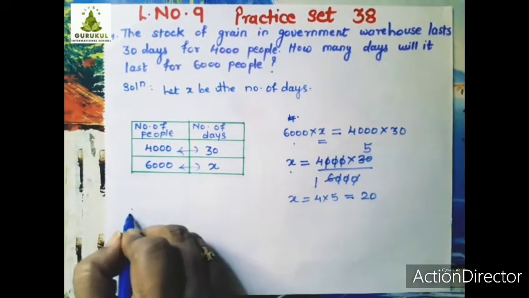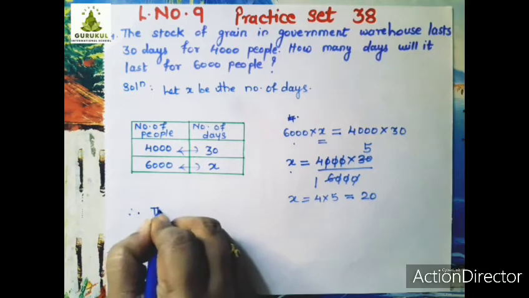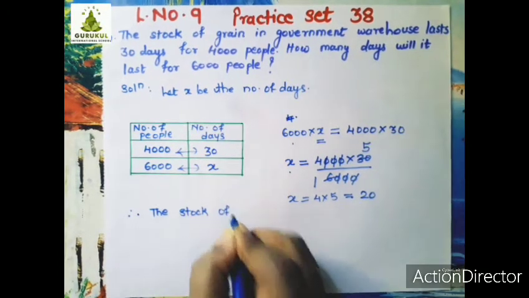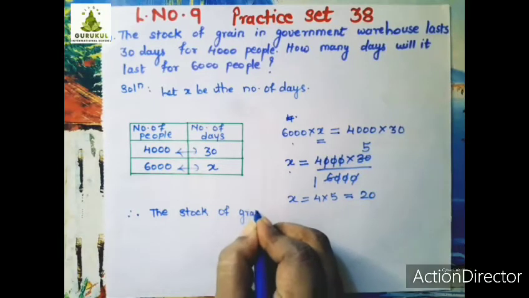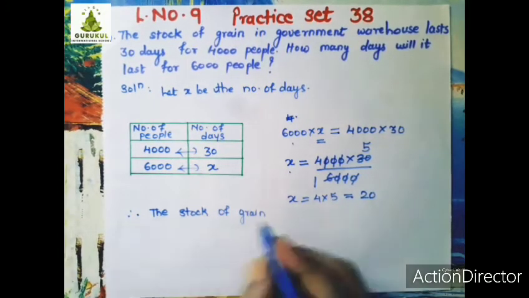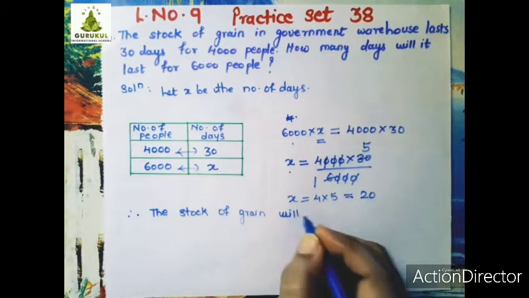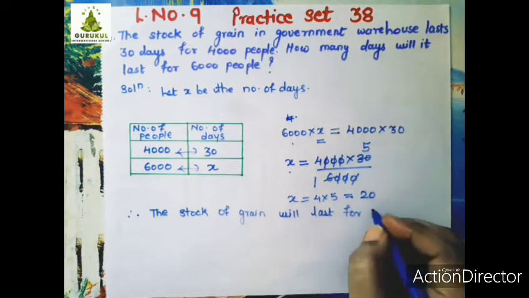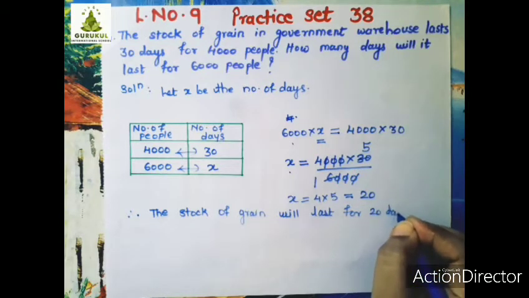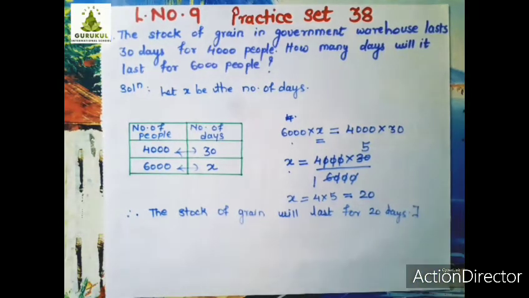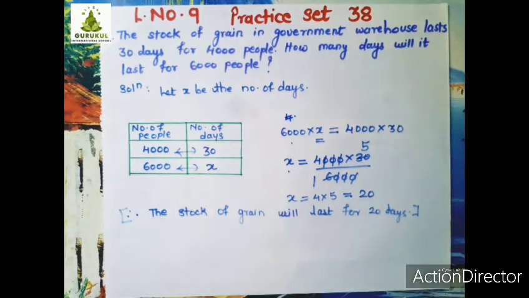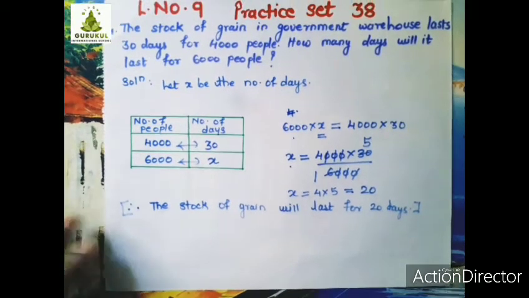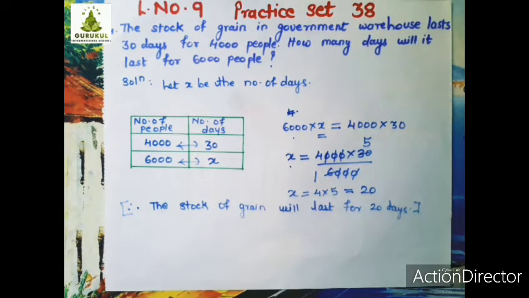So we will write here, therefore the stock of grain will last for 20 days. So we have written this answer in statement form. Correct? So here we have completed all 4 sums of practice set 38.